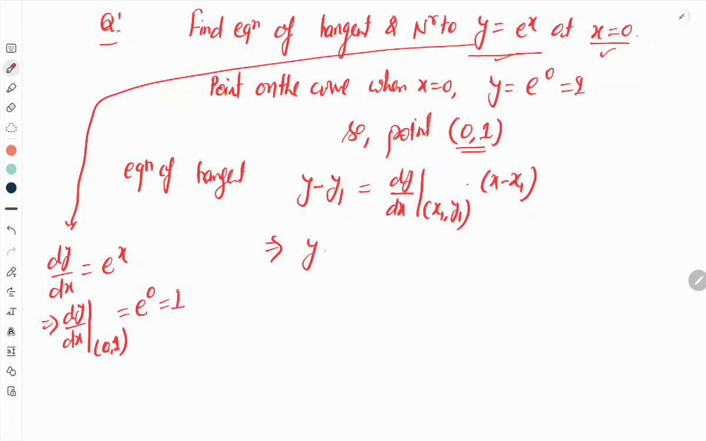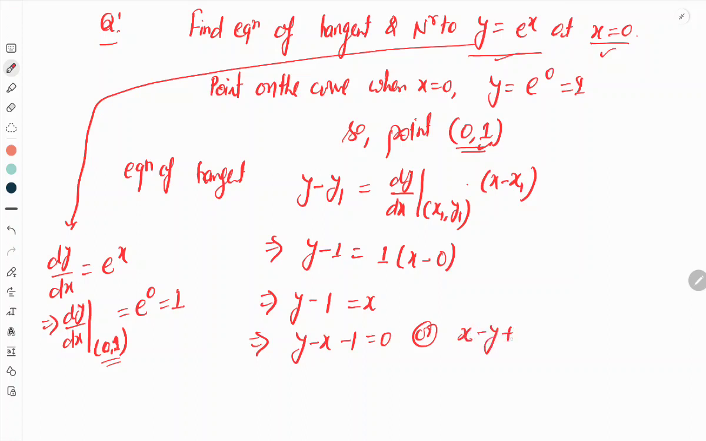So put the values now. y minus 1 is equal to the slope 1 into x minus 0. So it becomes y minus 1 is equal to x. From here, y minus x minus 1 is equal to 0, or you can multiply by minus, so it will be x minus y plus 1 is equal to 0, or if you want to write y is equal to, directly, x plus 1.